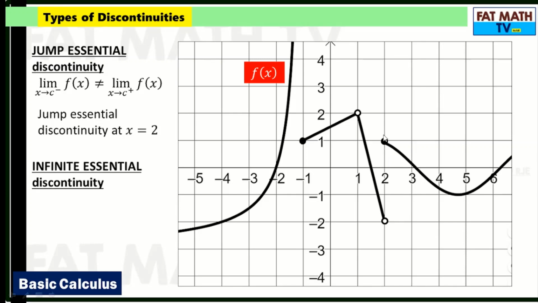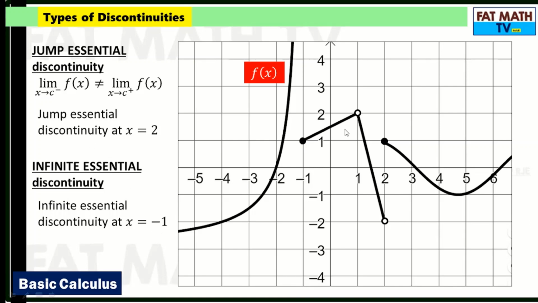And we have also the infinite essential discontinuity. The infinite essential discontinuity happens here at x equals 1. That is if the limit of f of x as x approaches c from the left or from the right gives you positive or negative infinity. So in this case, as we approach x equals negative 1 from the left, the value of the function just goes up. So it's going to positive infinity. So we call this an infinite essential discontinuity.